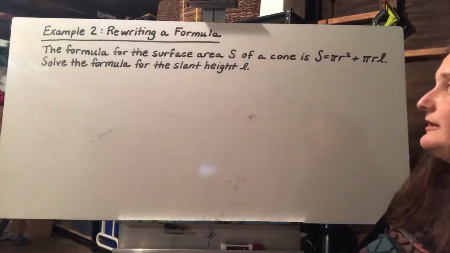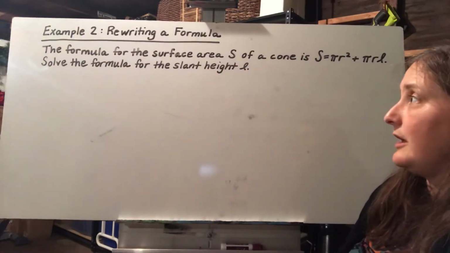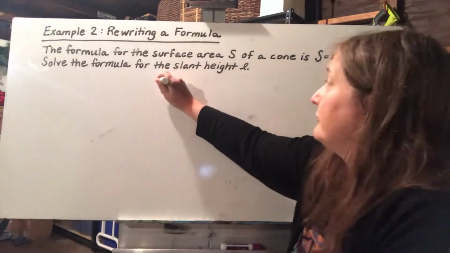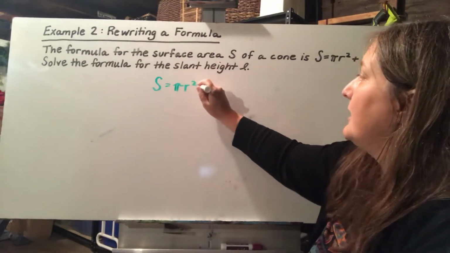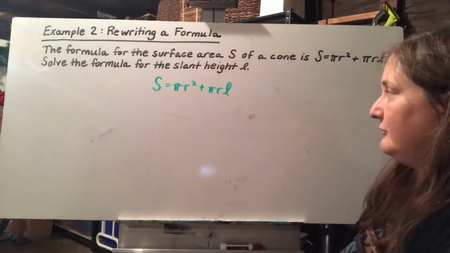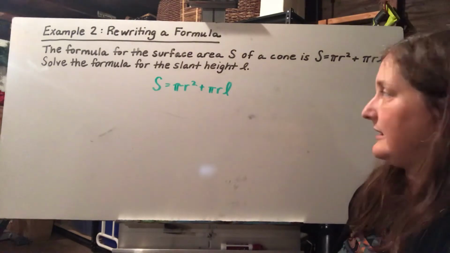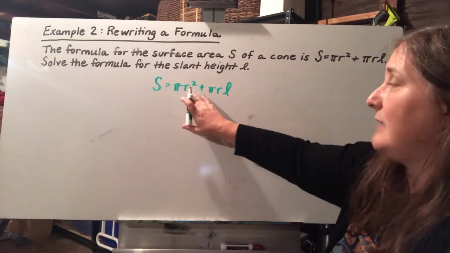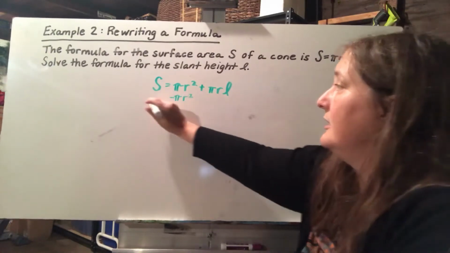Let's look at a formula that needs to be rewritten. Here we're given the formula for finding the surface area of a cone, and they want us to solve this formula for the slant height. Well, the formula for the surface area of a cone is pi times radius squared plus pi times the radius times slant height. So it's the slant height, or this cursive L-looking one, that we want to get by itself. So the first thing I'm going to do is, since I'm adding this piece, subtract this first piece to get rid of it. So I'm going to subtract pi r squared from each side.